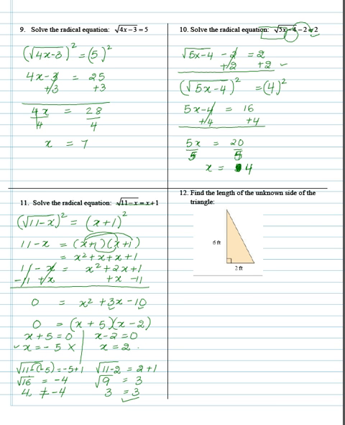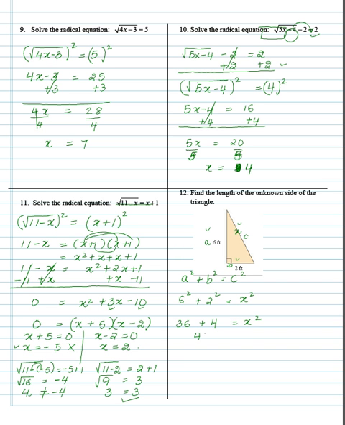Find the length of the unknown side of the triangle. So I'm going to take the unknown side as x. As you see, this is a right angle triangle. So the square of both sides is equal to the square of the other side. So it's a squared plus b squared is equal to c squared. I'm going to take this as a, this as b, this as c. 6 squared plus 2 squared is equal to x squared. 6 squared is 36, 2 squared is 4.